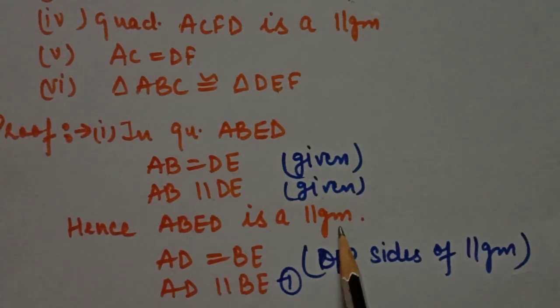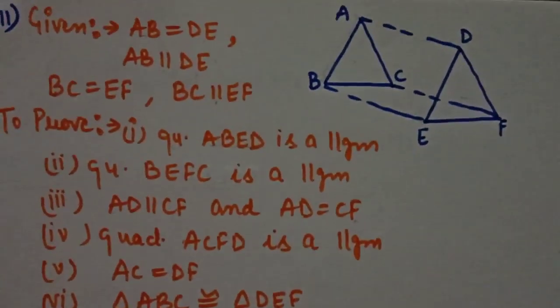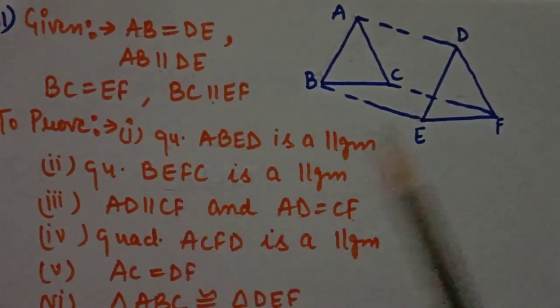So the second pair which is left now, AD is also equal to BE and AD is parallel to BE, opposite sides of a parallelogram. This is a property of a parallelogram. If this is a parallelogram, then it follows all the properties of a parallelogram. Equation number 1.